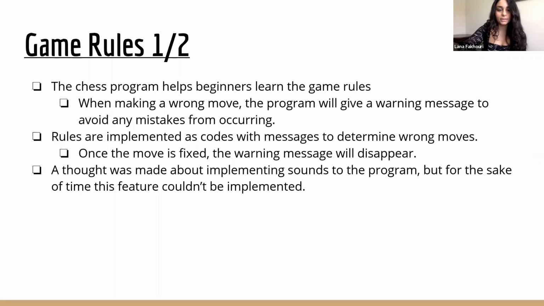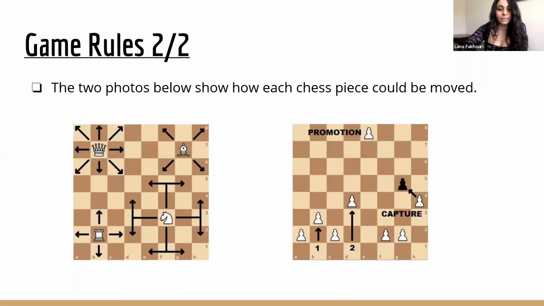For the game rules, the chess program helps beginners like me learn the game rules. So when making a wrong move, the program will give you a warning message so you can avoid any mistakes from happening. Rules are implemented as code with messages to determine the wrong moves. So once the move is fixed, the warning message will disappear. And also a thought was made about implementing sounds in the program, but for the sake of time, we couldn't implement it. And then these two photos below show how each chess piece could be moved the right way.